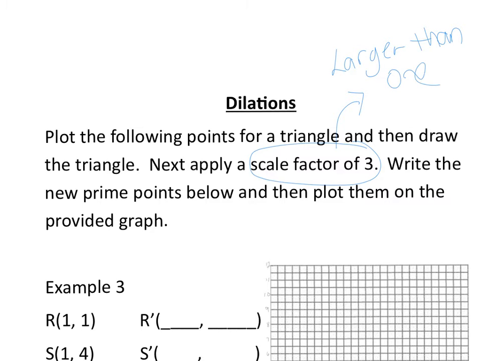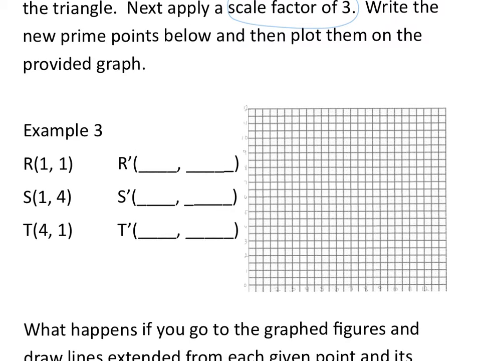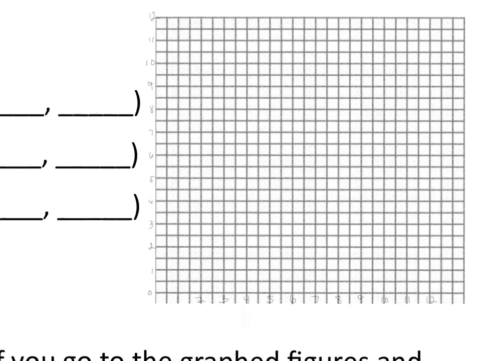And so if it's larger than 1, we know that the second figure is going to be a bigger one. We're then asked to write the new prime points and then plot them on the graph. So the first thing we're going to do is make our graph. Now, when we look at our points, we notice they're all positive. That means that we can stay in quadrant 1, so we really don't need to draw a coordinate plane on this. So I went ahead and counted, and once again, I skip counted by 2s just because I want to make life easier.